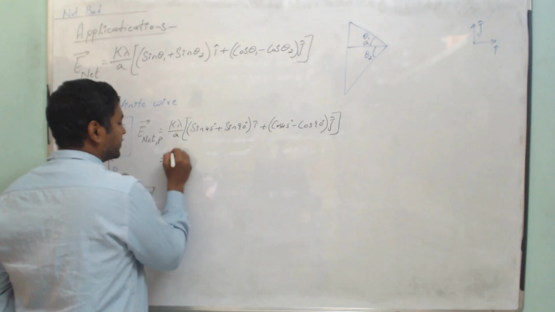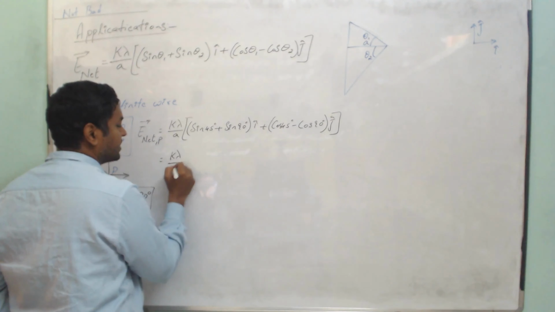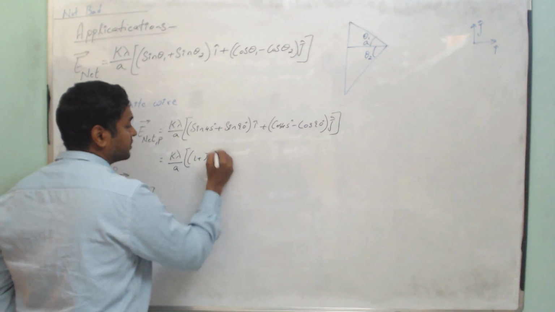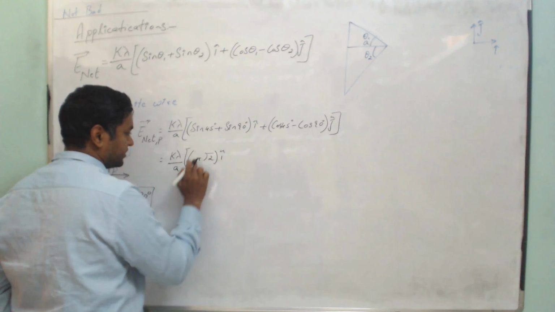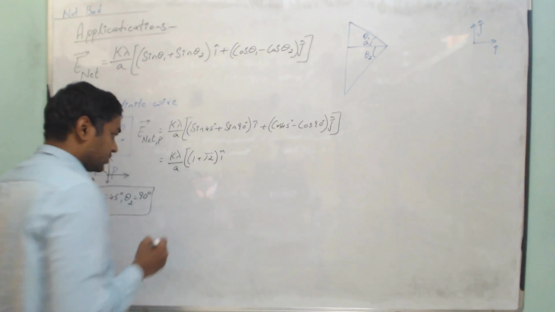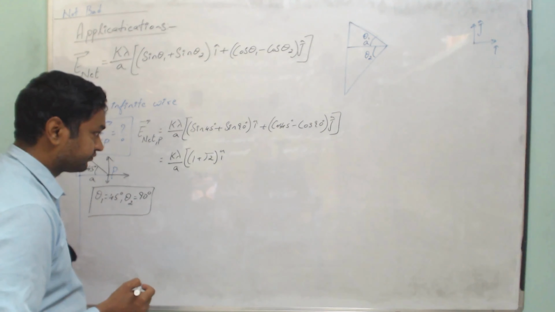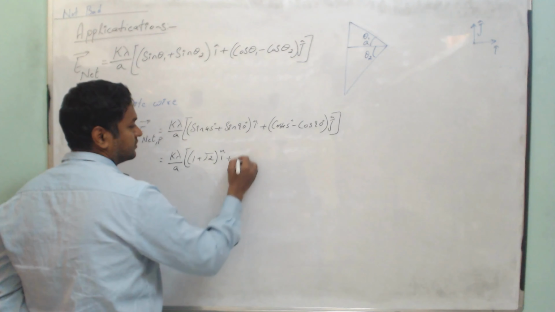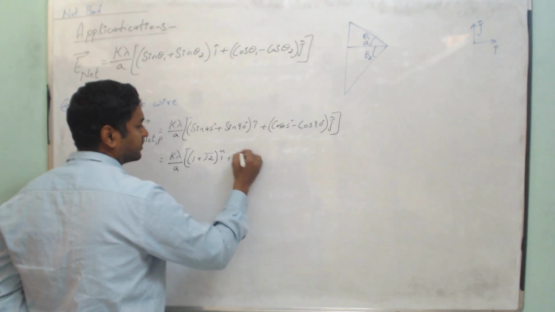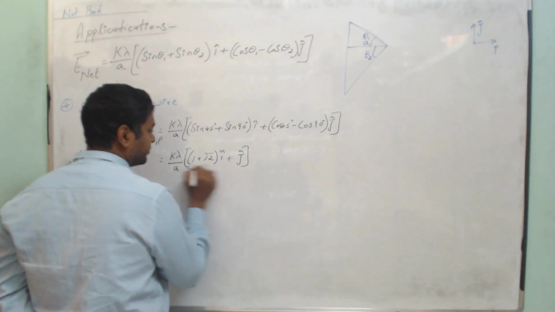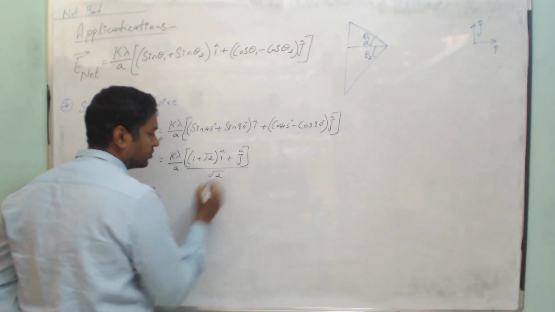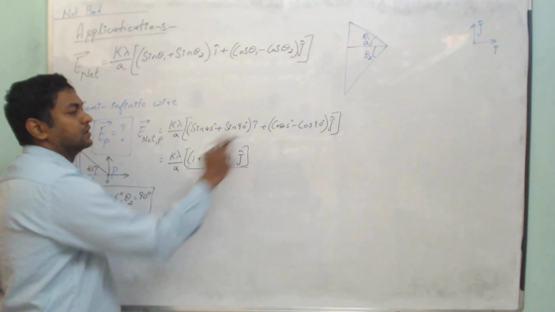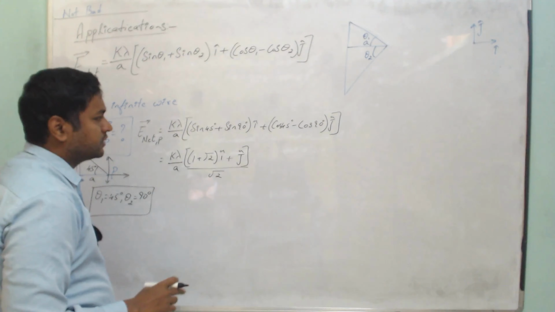j cap, right? Yes, sir. So eventually my answer for this will become k lambda by a into (1 plus root 2) I cap, or root 2 plus 1, we can write it however, plus j cap divided by root 2. Yes, sir. I have taken the LCM, 1 by root 2 plus 1. Yes, sir.